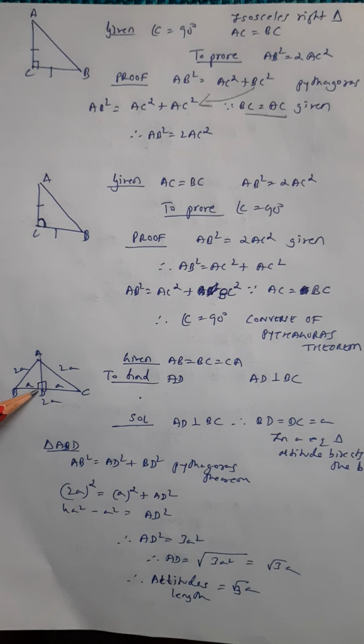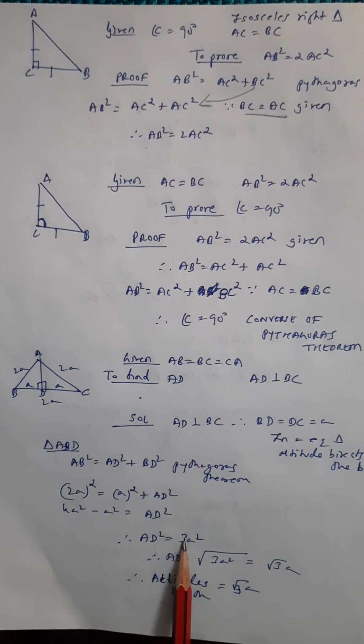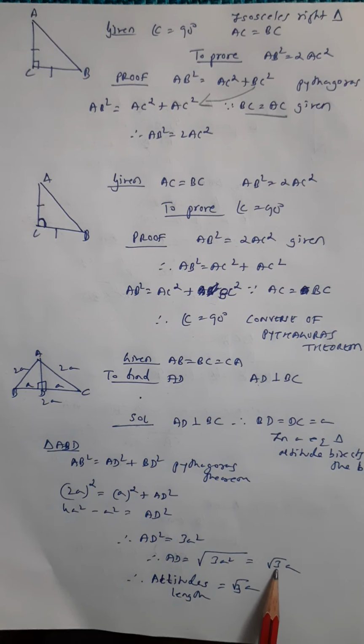Altitude bisects the base. Now this is a right angle triangle because we have drawn altitude, and when we use Pythagoras here, we get AB square is equal to AD square plus BD square. You can use Pythagoras here or here, it's up to you. So when I use Pythagoras here, 2A whole square is equal to A square plus AD square. This will become 4A square equal to A square plus AD square. Now A square gets transferred here, we get 4A square minus A square is AD square. So AD square is equal to 3A square. So AD will be root of 3A square. So value of AD will be root 3A. So length of the altitude will be root 3A.